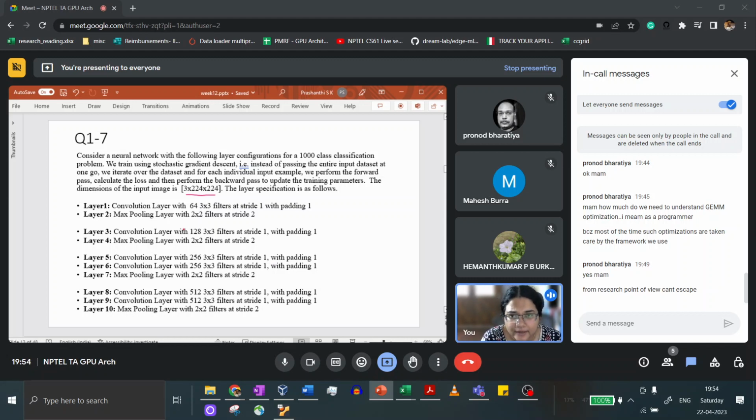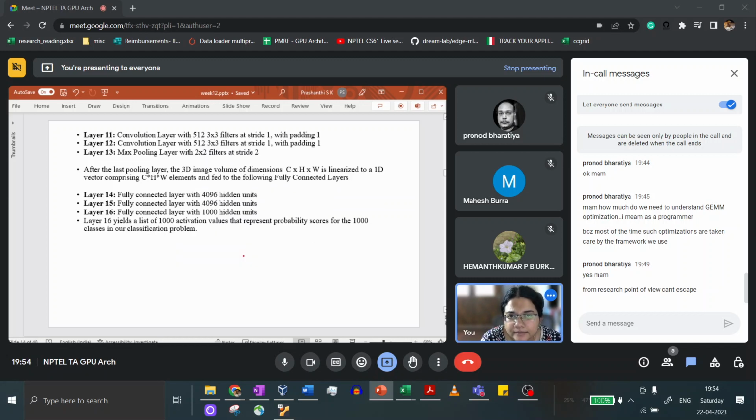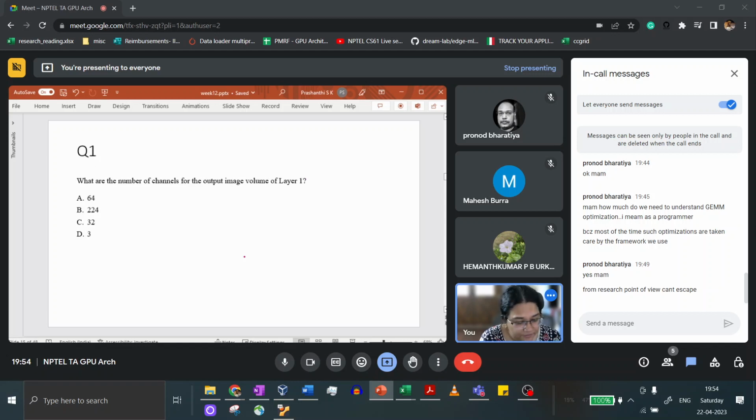Okay, I hope you've had a chance to look at layer 1. Let's go back to the question and you can take 2 minutes to solve this.